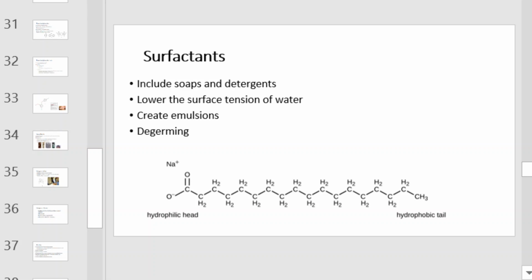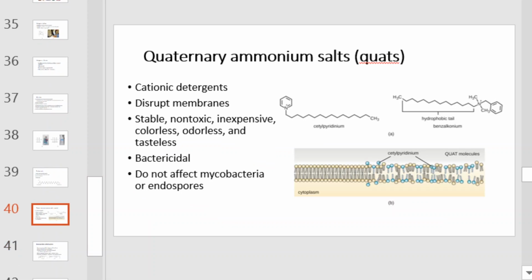Surfactants. Surfactants include soaps and detergents. They lower the surface tension of water and create emulsions and are effective for degerming. Quaternary ammonium salts, or quats.